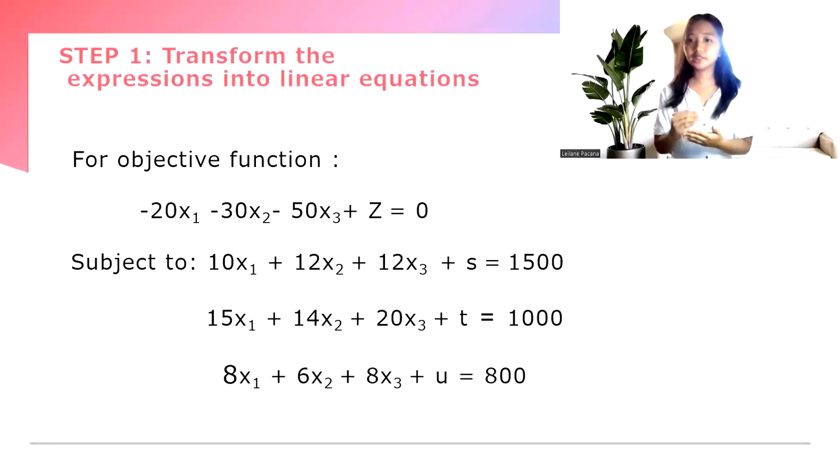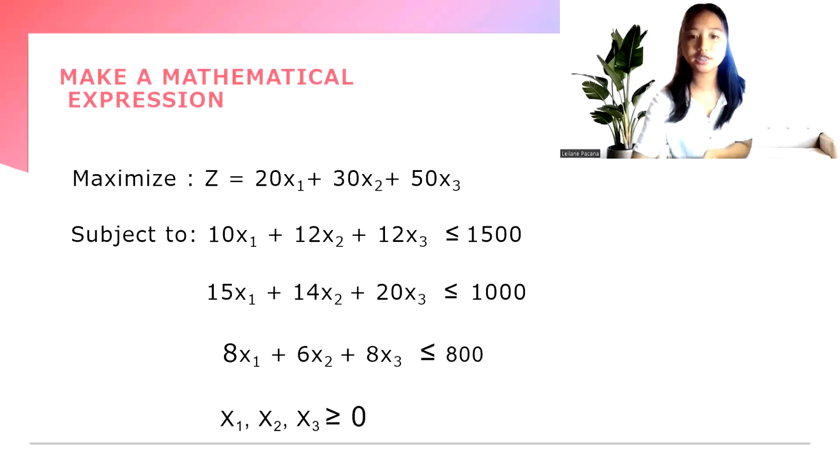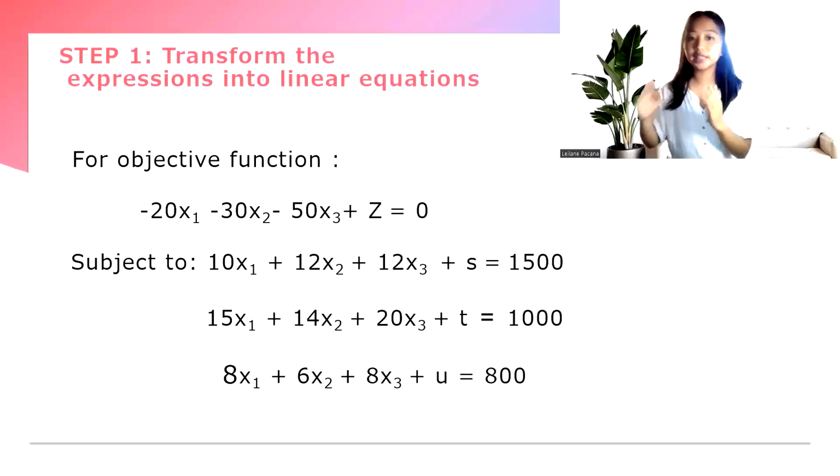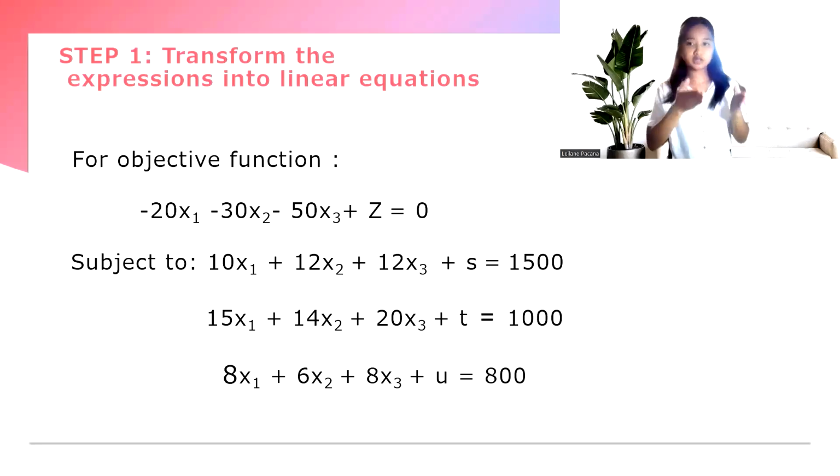So for our objective function, we have to transfer it from our right-hand side to our left-hand side. How do we do that? We have to change its sign. Since it was positive earlier, as you can observe, we have to make it negative as it transfers to the other side. So it would be negative 20x sub 1 minus 30x sub 2 minus 50x sub 3 plus z. That is our profit, and it is equal to 0.